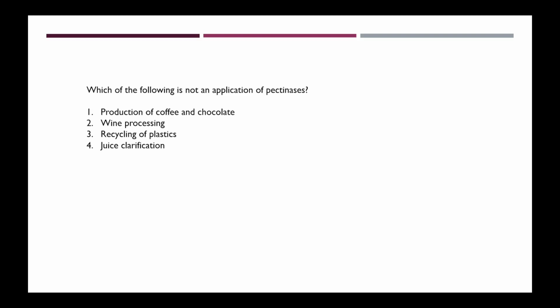Which of the following is not an application of pectinase? So where are all the pectinases used? Ma'am, the third one. Yeah, recycling of plastic. It doesn't have any application there. The main purpose is wine and juice processing, and it has also been used for the production of coffee, chocolate, and juice clarification. But yes, recycling of plastic is not an application of pectinase.